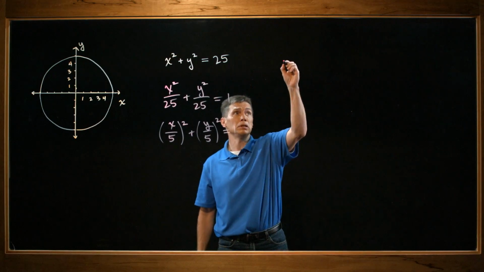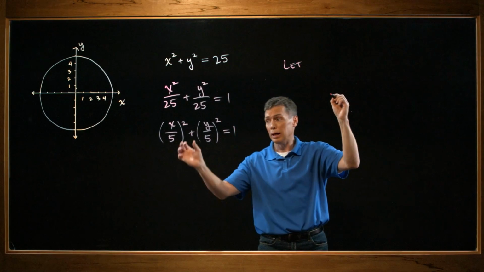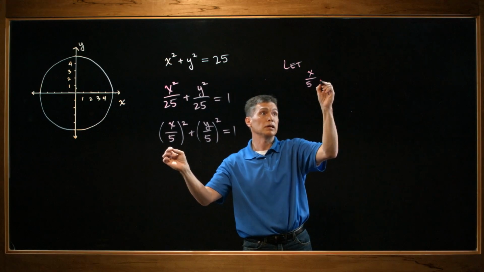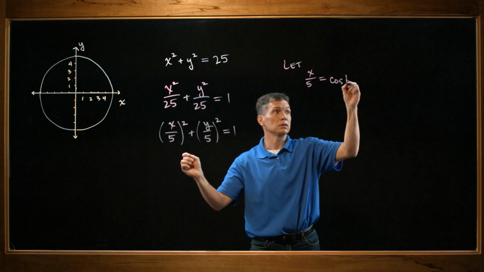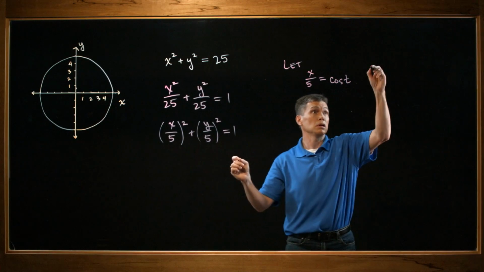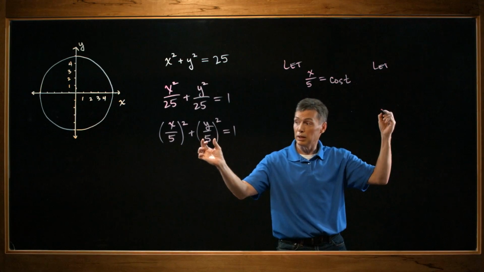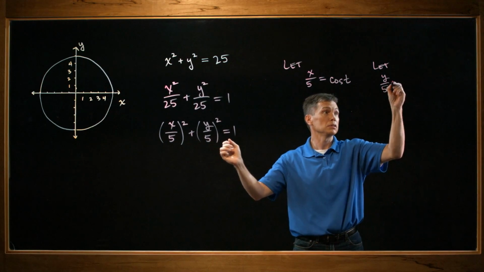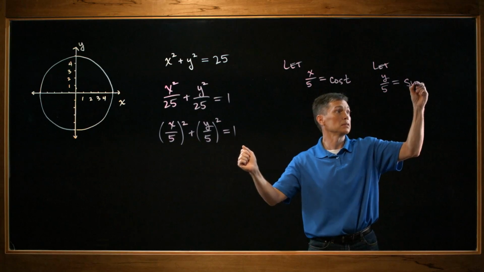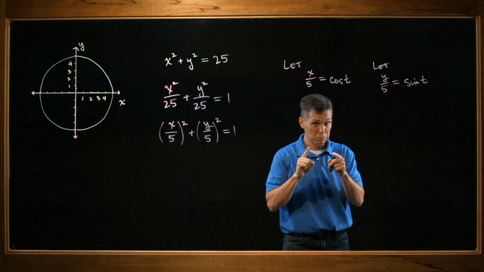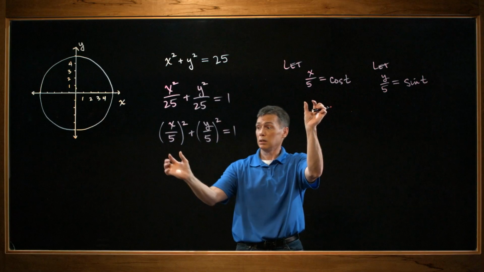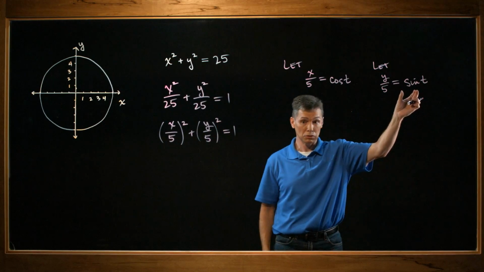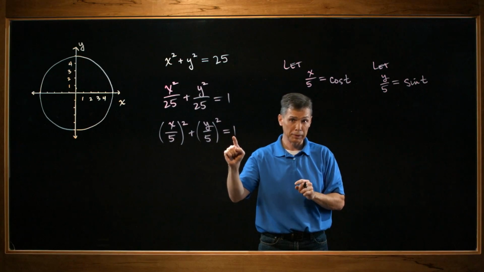So that's going to motivate me over here then to let what's inside that first set of parentheses, x over 5, equal cosine of t. And also, I am going to let what's inside the second set of parentheses, y over 5, make that equal to sine of t. So if you can see that Pythagorean identity kicking in here, x over 5 squared, that's cosine squared. y over 5 squared, that's my sine squared. We know that that equals 1, okay?